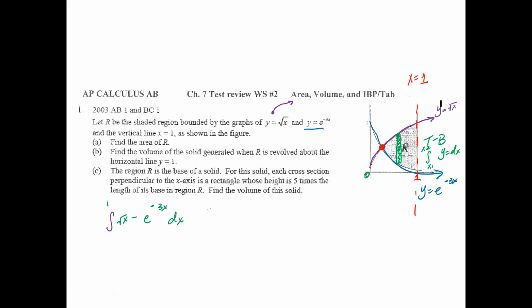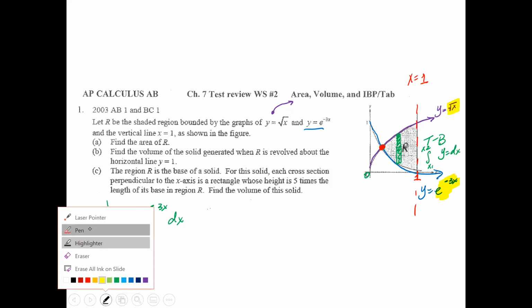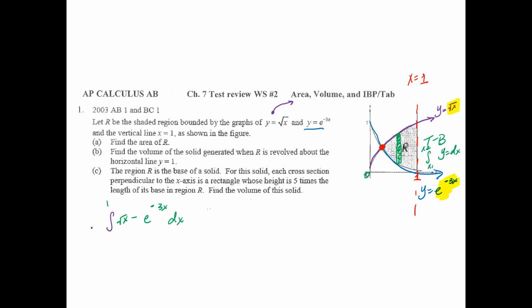What you can do is set them equal to each other and then solve for x, to be a little bit more specific, because I'm trying to figure out the location of x1. So let's go ahead and find the intersection. Your intersection is square root of x equals e to the negative 3x.